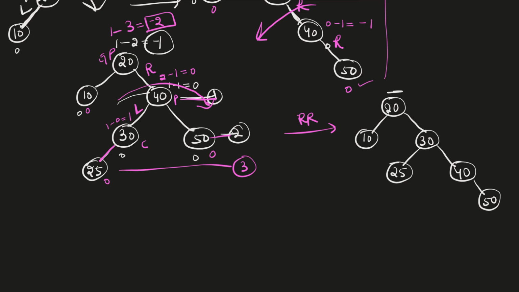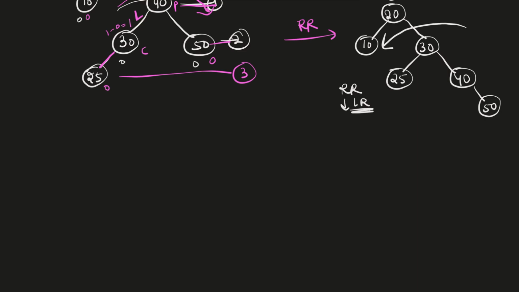20. So since it is in the form of RR, now we need to do left rotation. Left rotation at the node where we have got the problem, that is at 20. At 20 we'll make a left rotation. So let's see what happens.